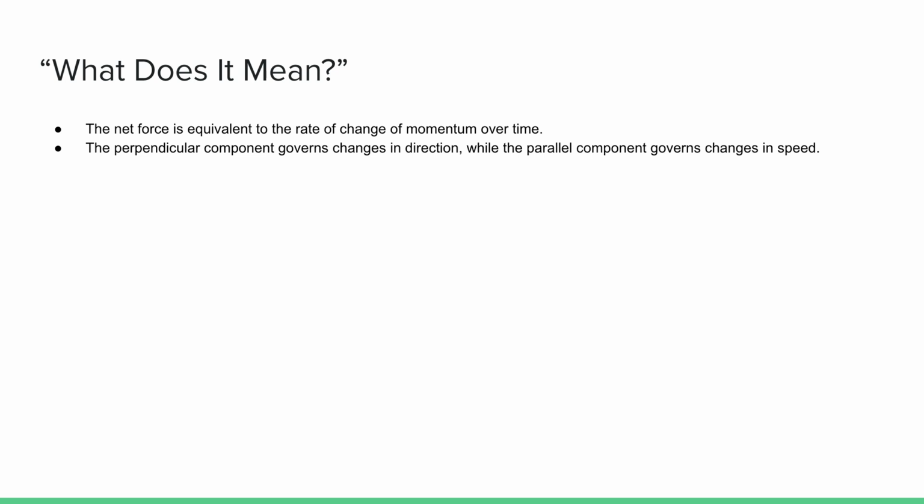To answer what it means, this distinction explains why the orbit curves smoothly instead of spiraling. Perpendicular forces redirect the motion, while parallel forces accelerate or decelerate it. The net force is equivalent to the rate of change of momentum over time. And as I said, the perpendicular component governs the changes in direction, while the parallel component governs the changes in speed.